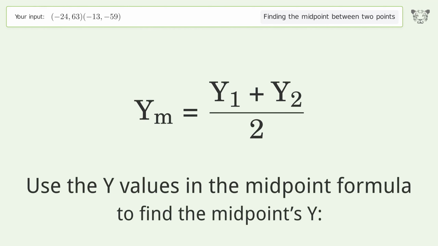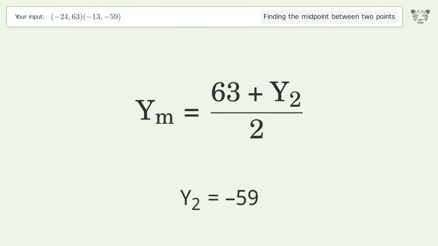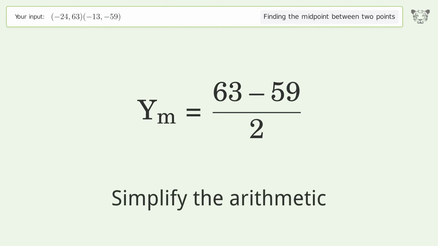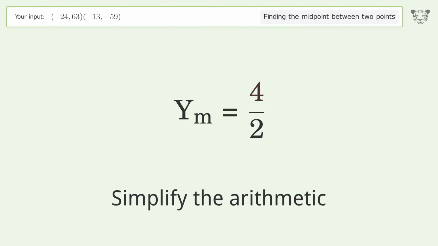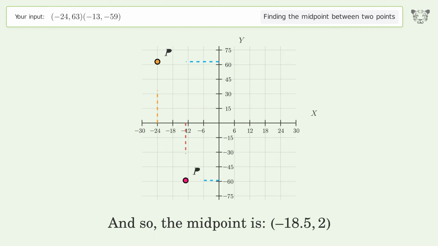Use the y values in the midpoint formula to find the midpoint's y. y1 equals 63. y2 equals negative 59. Simplify the arithmetic. And so, the midpoint is negative 18.5, 2.